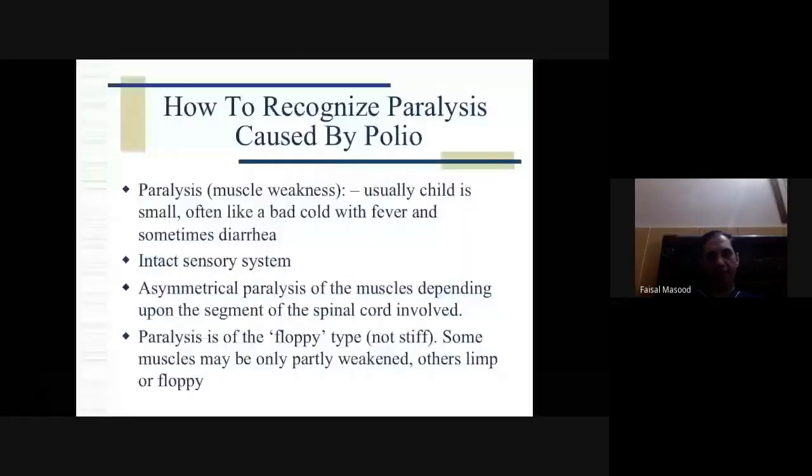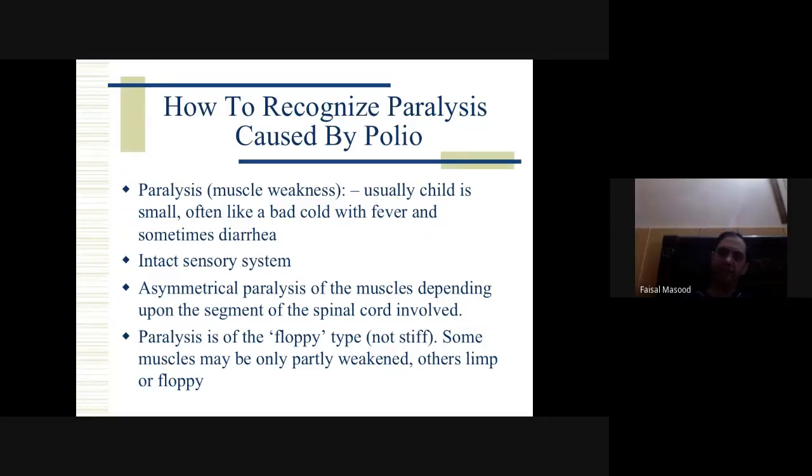So how do you recognize that the paralysis is caused by polio? Usually the child is small. It's like after a bad cold, fever, sometimes diarrhea, with an intact sensory system, and this paralysis is asymmetrical, and it is always flaccid, floppy type, no stiffness. Some muscles may only be partly weakened, others may be floppy.